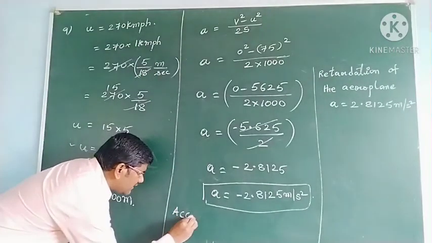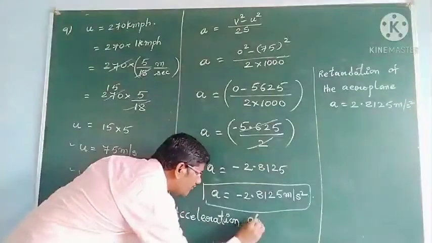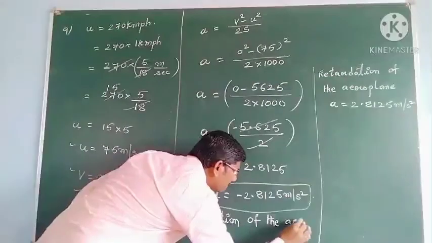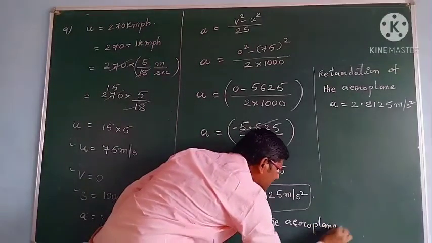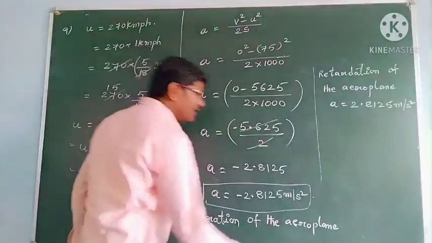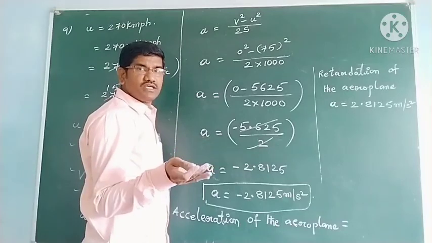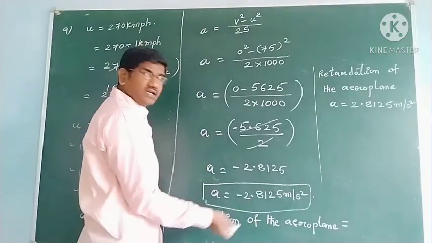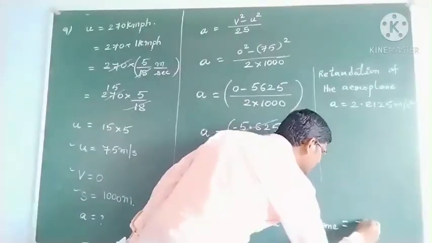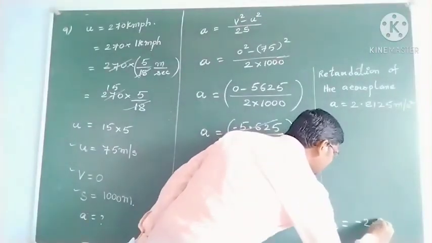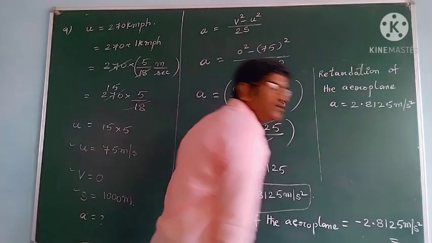If you say acceleration of the aeroplane, if you write it, you write the value with the negative sign. We should write the value. Acceleration may be positive, negative or 0, we know that. So here we got negative. You are telling negative means it is deceleration. So the acceleration of the aeroplane is minus 2.8125 meter per second square. So that is the answer.